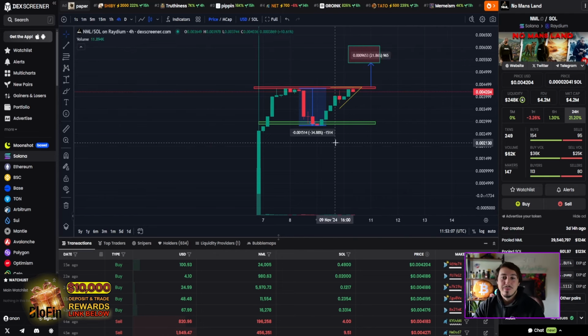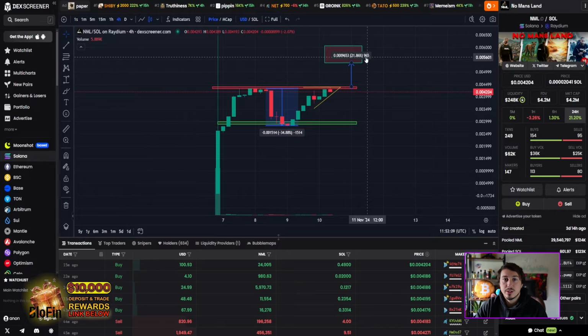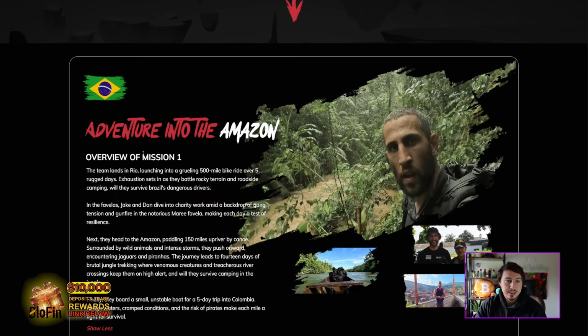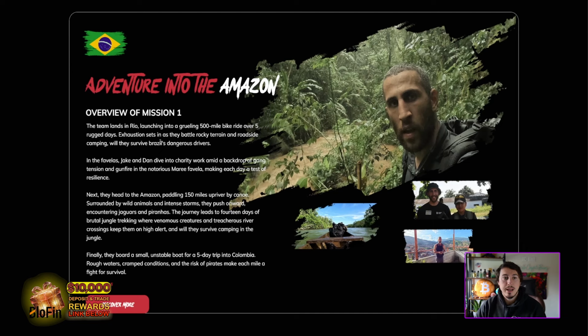And until they do, that's going to be a thing that's also to consider. Now, the first mission itself is going to be this one here, the overview of mission one, in which the team lands in Rio. They do a 500-mile bike ride over five rugged days. Exhaustion sets in. They're going to go through favelas, through the Amazon rainforest, do the Darien Gap and all that stuff, which is just insane.